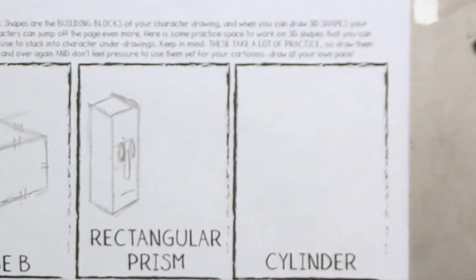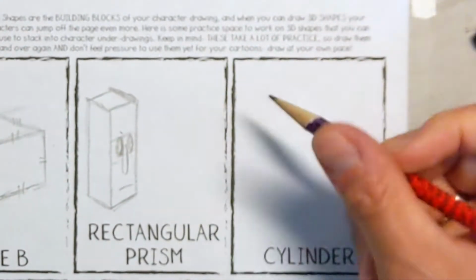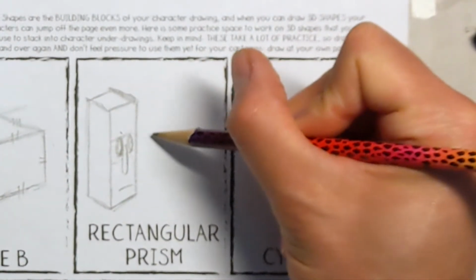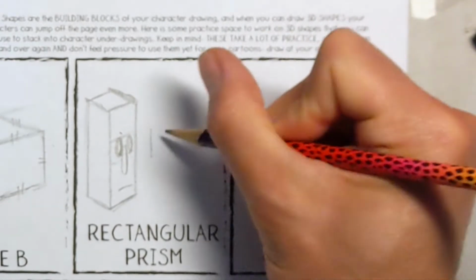So then the other one that I'm going to make, let's make that one more like cube A, but a wide rectangular prism.